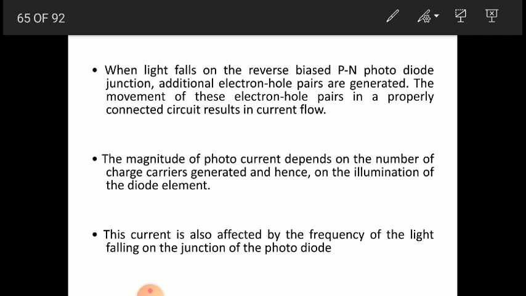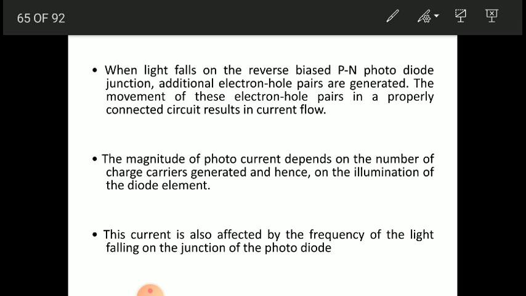So the light intensity is directly proportional to the current generated. This current is also affected by the frequency of the light falling on the junction of the photodiode. The frequency is directly proportional to the energy of the light. And you know in the light we have different colors depending on the frequency. It is the wavelength which can be calculated from frequency. Because of the different frequencies we have different energies.